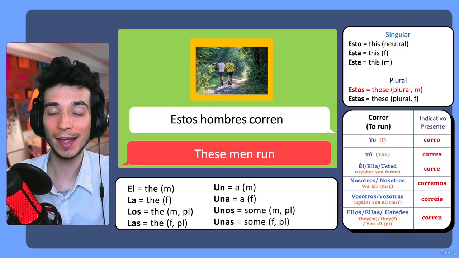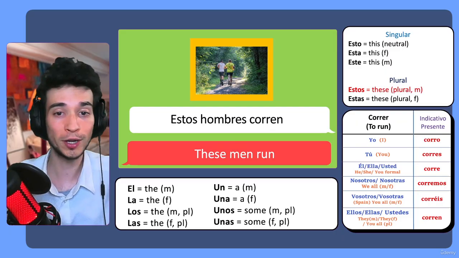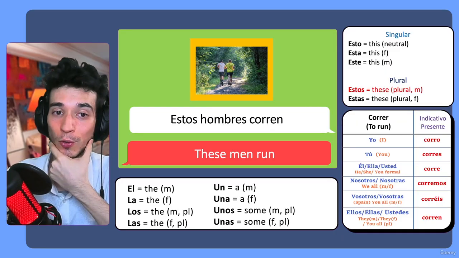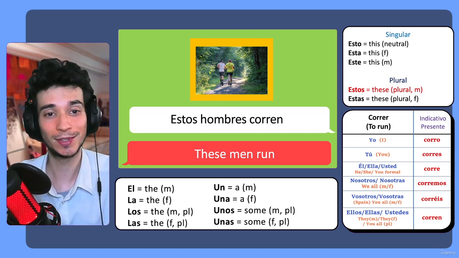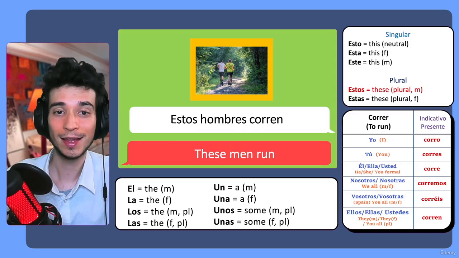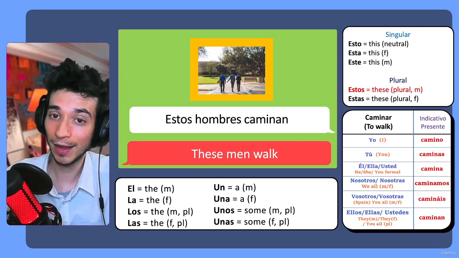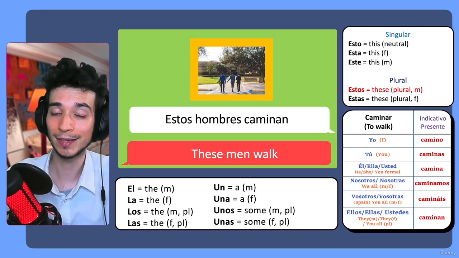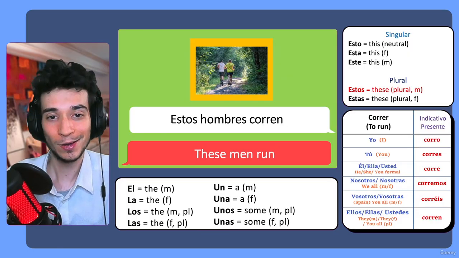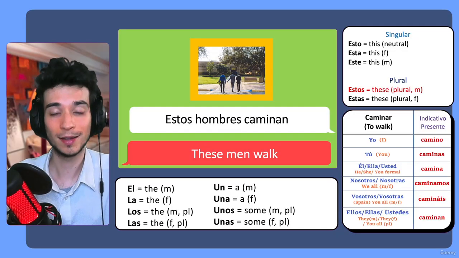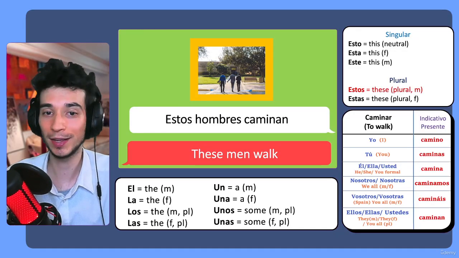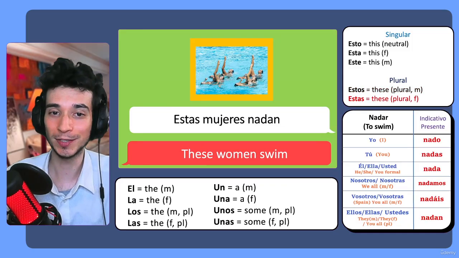The next one. Estos hombres corren. These men run. And the next one. Estos hombres caminan. Estos, now we're using these. And the past one was also these. Okay, these men walk. Estos hombres caminan. So yes, simple. Estos, these. I think it's quite simple.